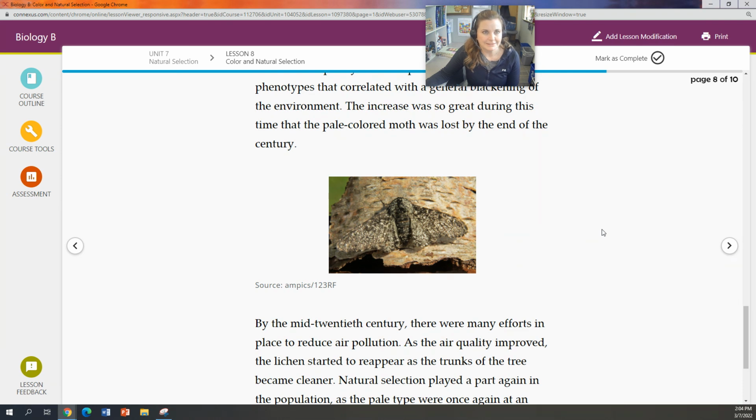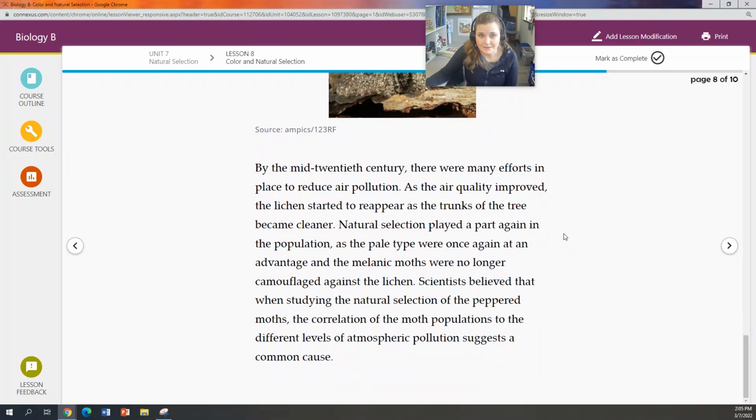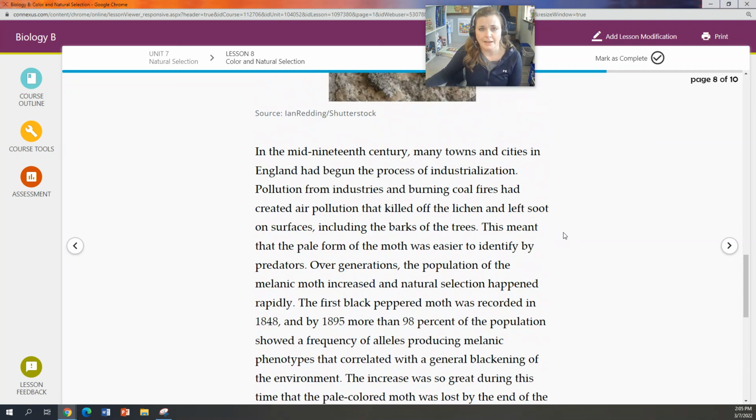And so basically what we're seeing is a change in the allele frequency of different moths in the population. And the cause of this is a change in the coloration of the trees because of an increase and then a decrease again in air pollution. So again, this is an example of natural selection because it's the trait itself that's being selected for or against based on whether it provides an advantage or a disadvantage.